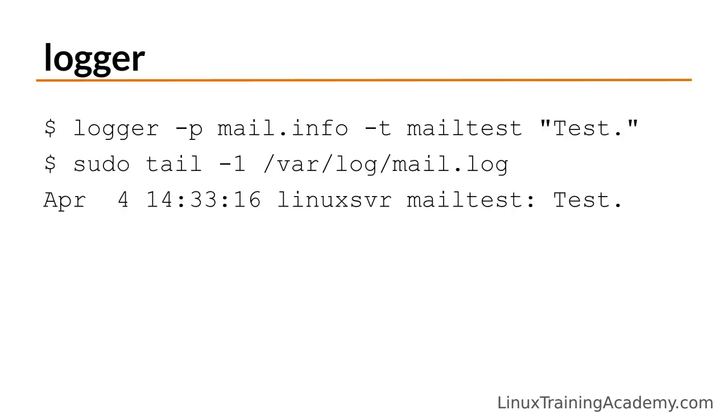In this example, we generate a message with a mail facility at a severity level of info. You can see that the message made its way to the proper log file.